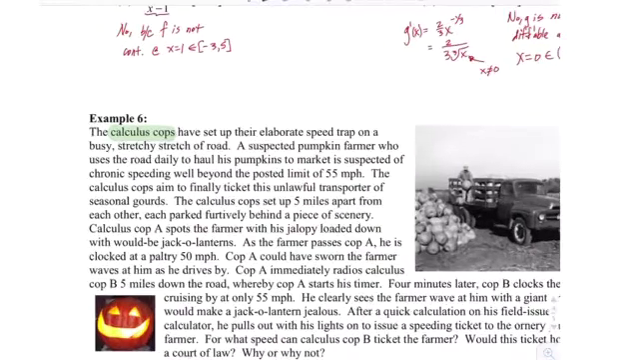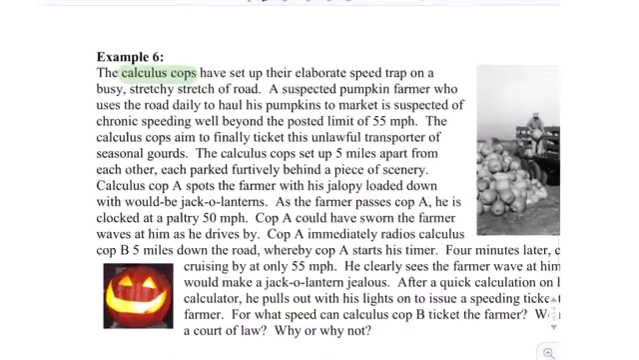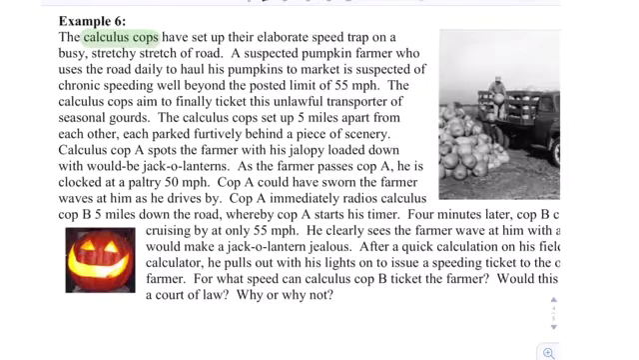The calculus cops have set up their elaborate speed trap on a busy, stretchy stretch of road. The road itself is stretchy. A suspected pumpkin farmer, they're not even sure if he really farms pumpkins, who uses the road daily to haul pumpkins to market, is suspected of chronic speeding well beyond the posted limit of 55. The calculus cops aim to finally ticket this unlawful transporter of seasonal gourds. How do they do it?